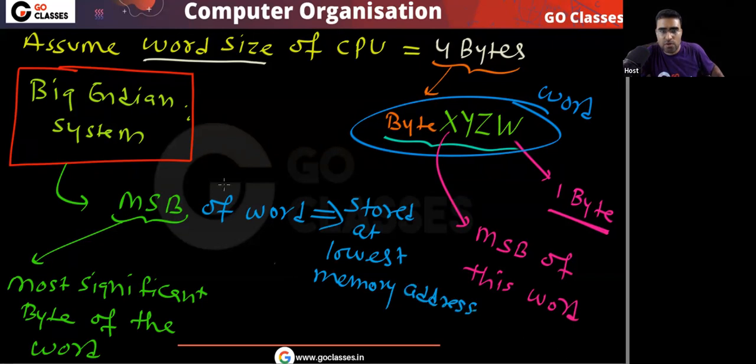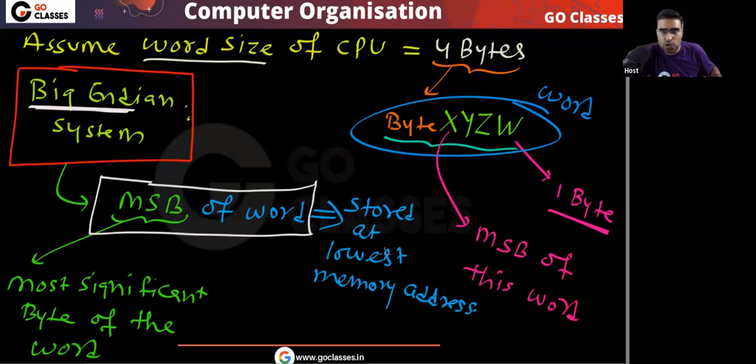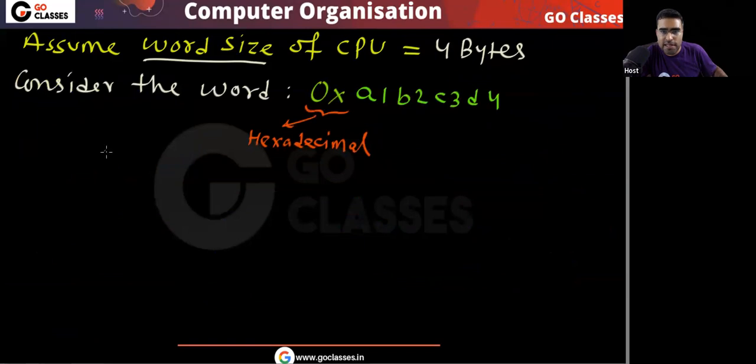Okay, very simple. So basically you will start with the most significant byte. You will start with the big end. The name itself is telling you that you will start with the big end. So the most significant byte of the word, you will store it at the lowest memory address. Okay, very simple point. Now, what will happen in the little Endian system?